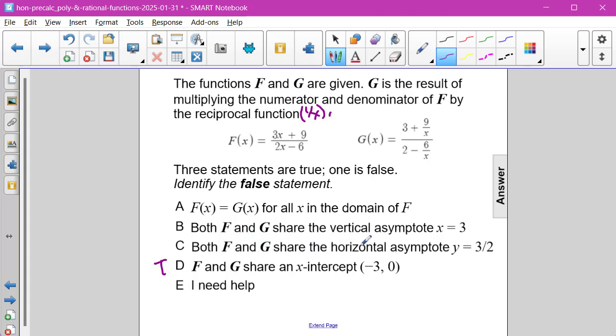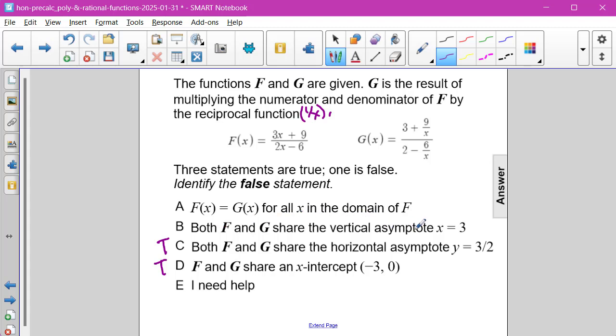Both f and g share a horizontal asymptote of y equals 3/2. Well, if we use the rule of rational functions, looking at the degree here, this is the same degree, so if we divide these leading coefficients, we get 3/2. Okay, that works. And here, we would also end up getting 3/2, so this will be true.